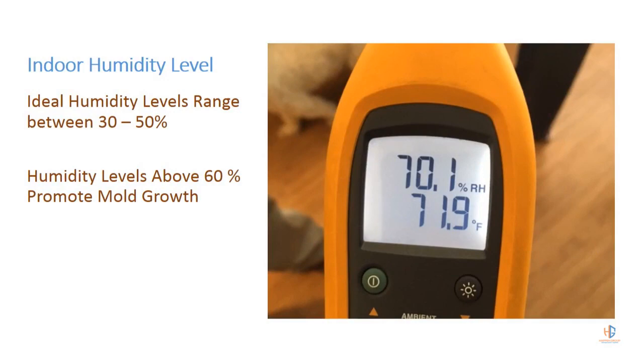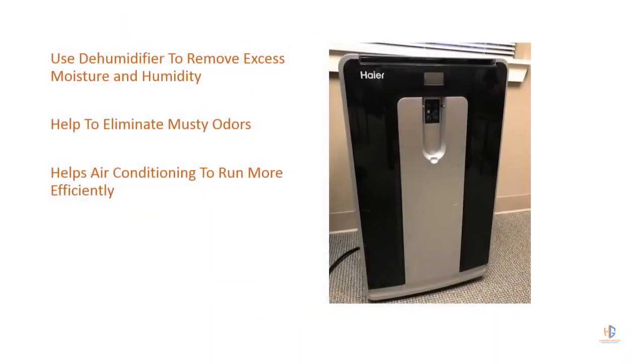Next thing you can do, keep the humidity levels in your home between 30 and 50%. Anything usually over 60% can promote mold growth. One of the most effective ways to reduce the humidity levels in your home is by using a dehumidifier, or on nice days you can open the window and let fresh air in.